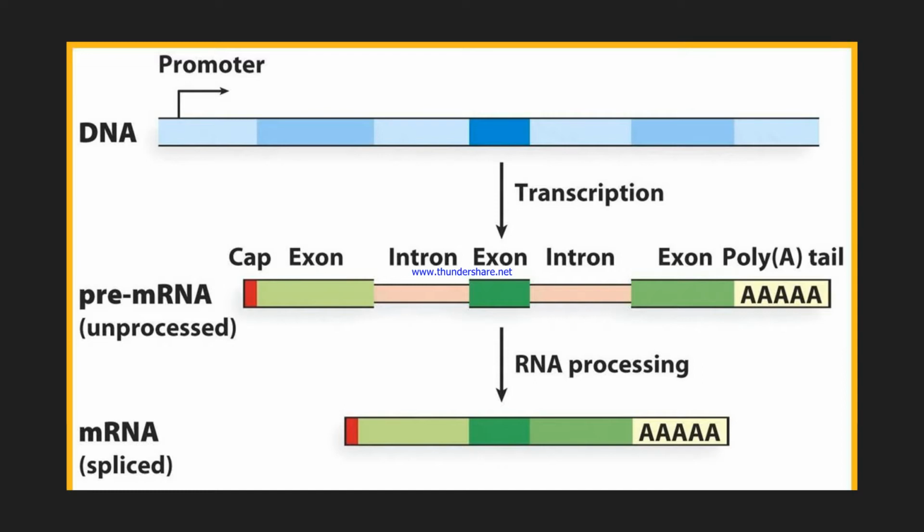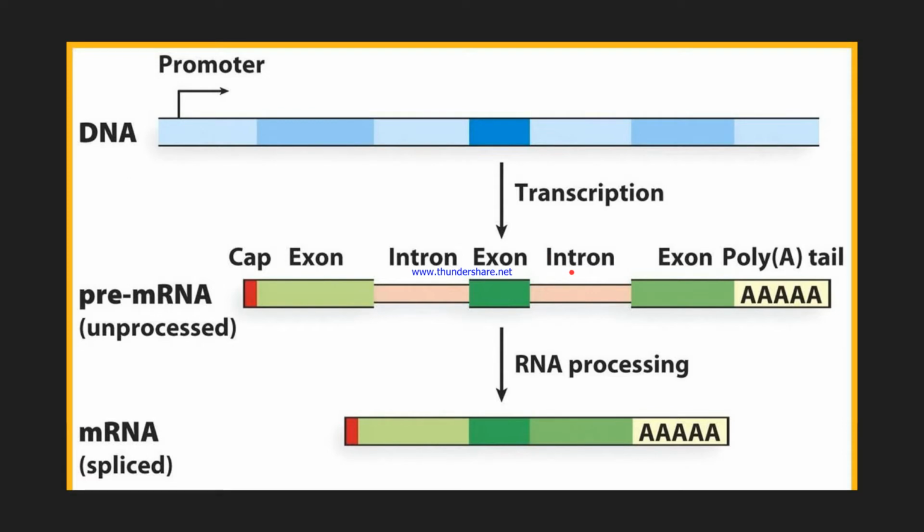The 5' end, which would be this end, gets a guanine cap. You can see they label it cap. It gets a guanine cap that's going to protect the RNA. And the 3' end is going to get a poly A tail, which just helps the mRNA move through the cytoplasm. We also cut out these sections of the mRNA called introns.